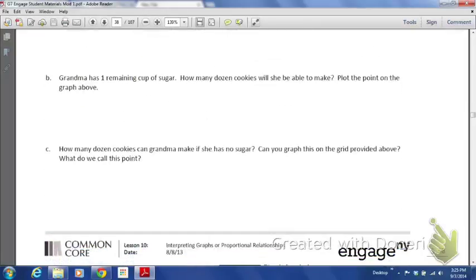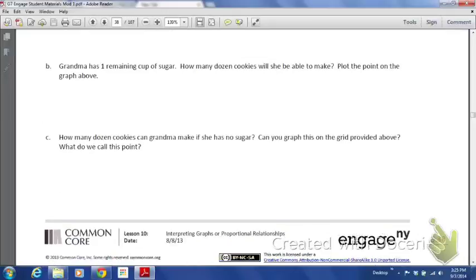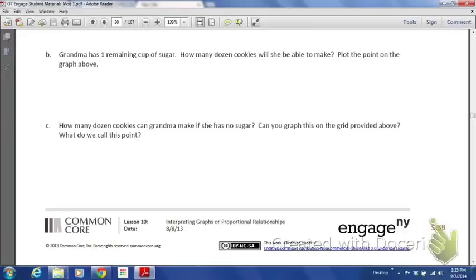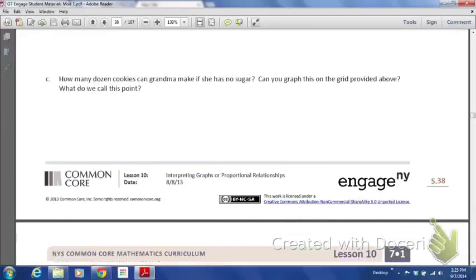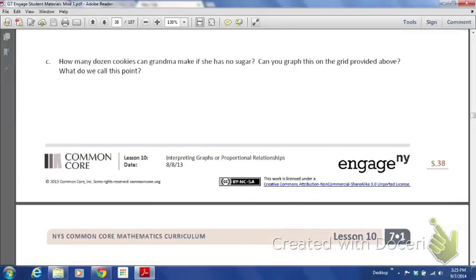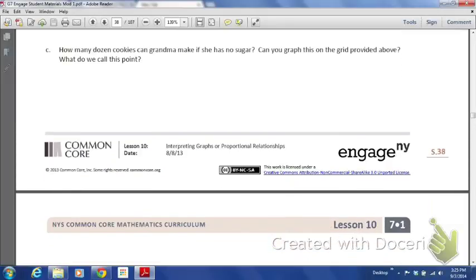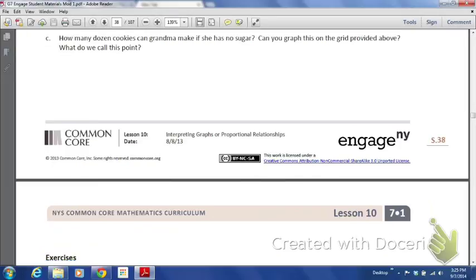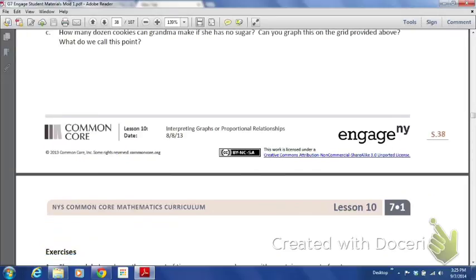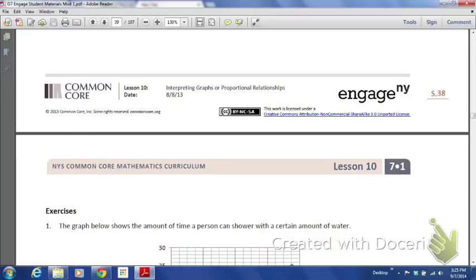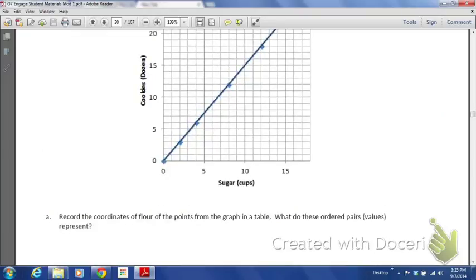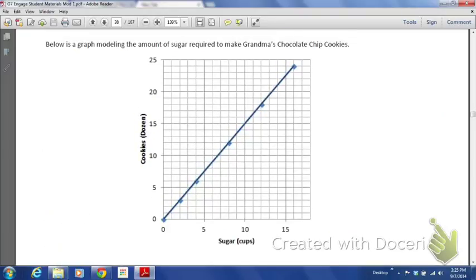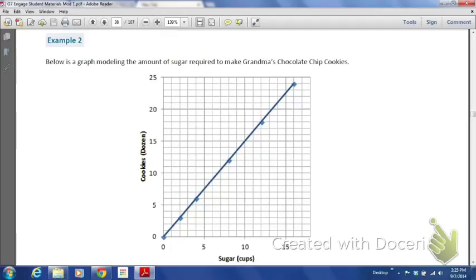B, you have to solve the problem here. Grandma has 1 remaining cup of sugar, and how many dozen cookies will she be able to make? So this is going to be a new point on the graph, on the line. You have to plot it above. How many dozen cookies can Grandma make if she has no sugar? Can you graph this on the grid provided above? And what do we call this point? Hopefully everybody is on that already. So here we go, back to this. Again, pause the recording and interpret away.